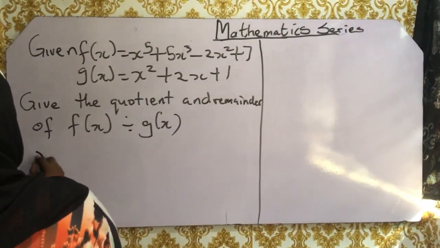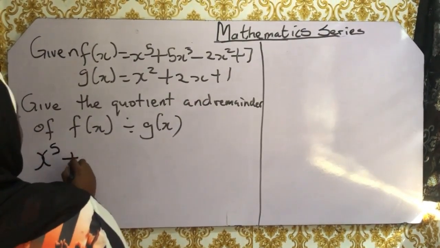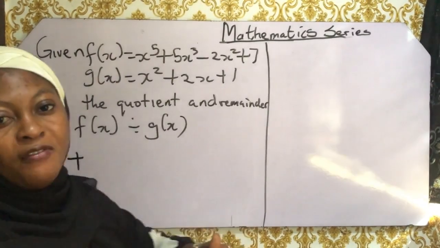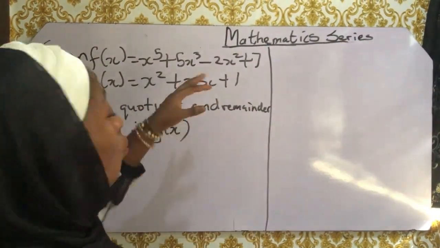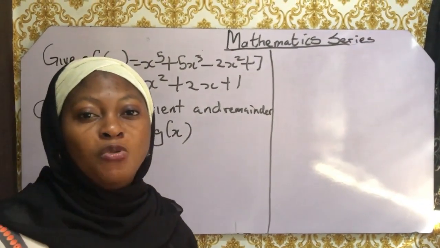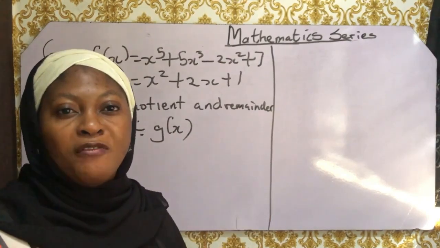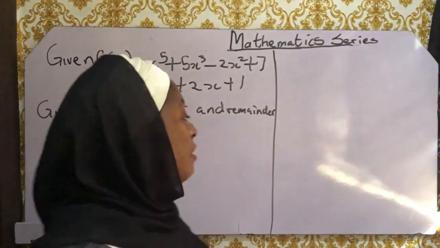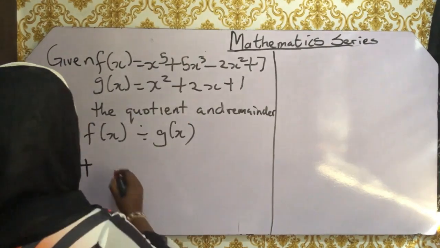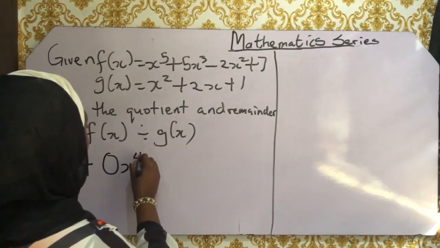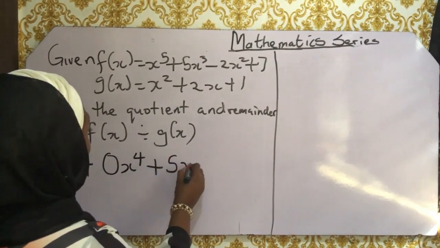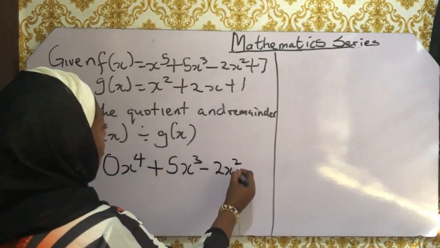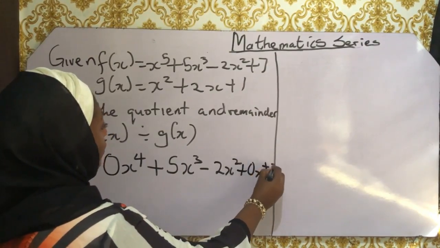So you have x to the power of 5 plus, now on a normal note, after x to the power of 5, we should have x to the power of 4. But in this question, we don't have the power of 4. So what we simply do is we introduce the zero coefficient to the powers of x that are absent. What I simply mean is, since we don't have x to the power of 4, say plus 0x to the power of 4 plus 5x to the power of 3 minus 2x to the power of 2. Now there is no x, so plus 0x plus 7.